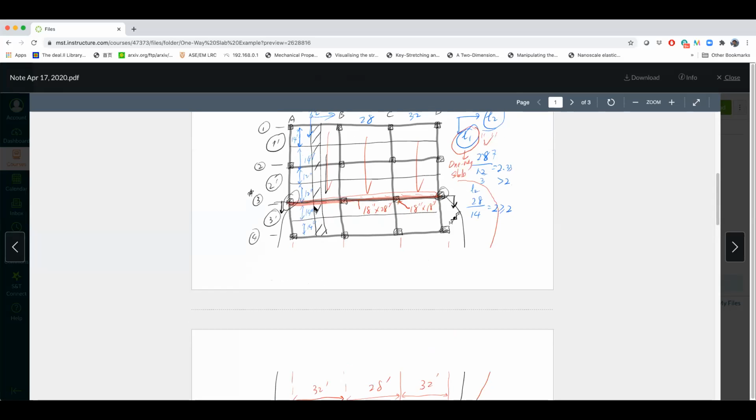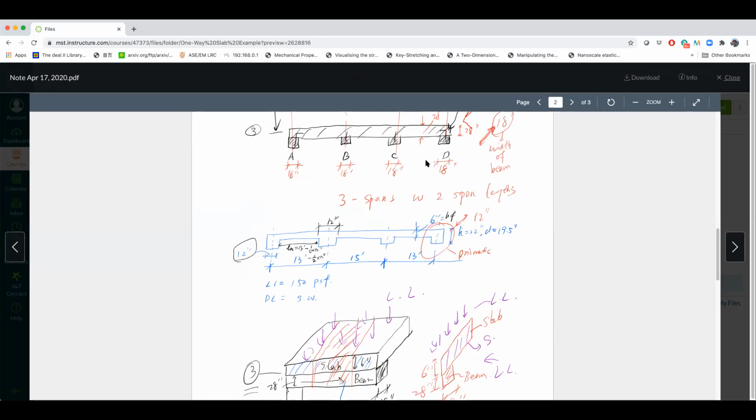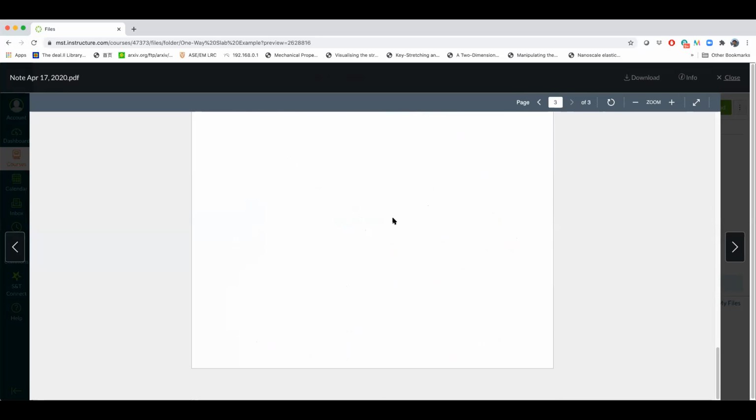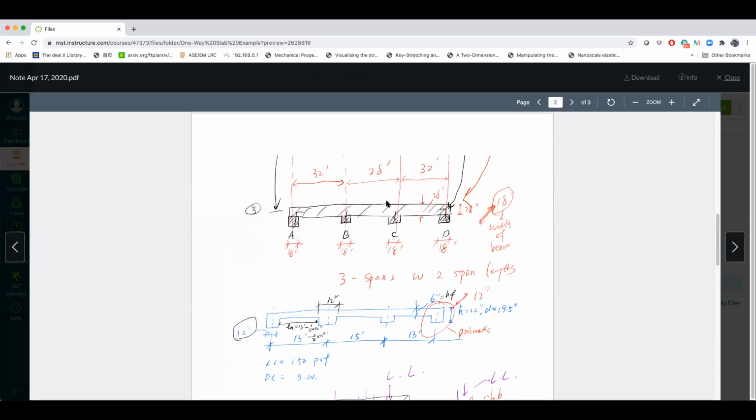As you can see, this is the one-way slab direction, and you see the cross sections. This is an additional example of how we calculate it, and that's the same cross section we're taking a look at. So this might be something similar in the exam, all right? Just take a quick look at this one, okay?